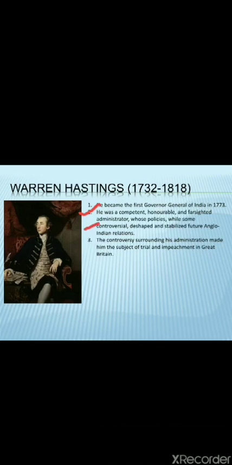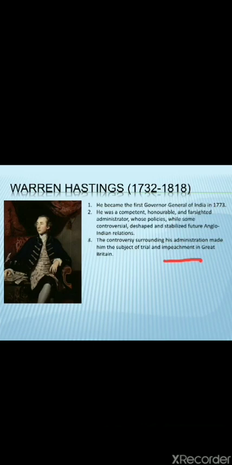He was a competent, honorable and far-sighted administrator whose policies, while somewhat controversial, reshaped and stabilized future Anglo-Indian relations. The controversy surrounding his administration made him the subject of trial and impeachment in Great Britain. Before moving ahead with the topic, children, you need to know the meaning of impeachment. What do we mean by impeachment?